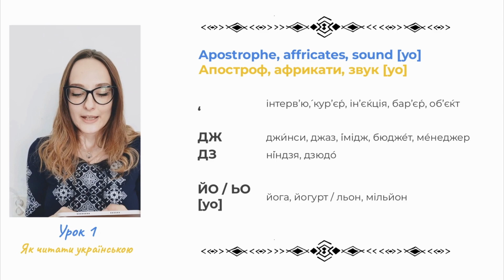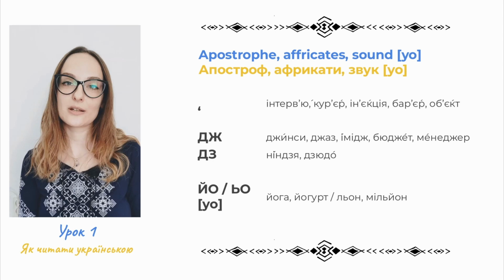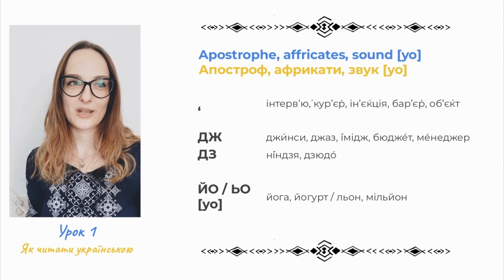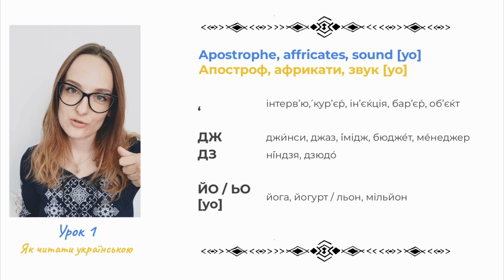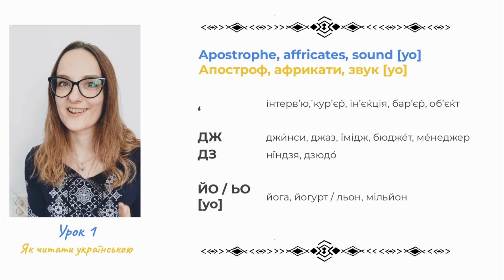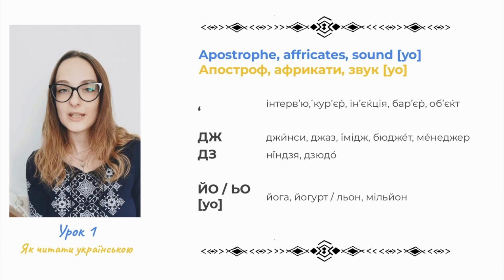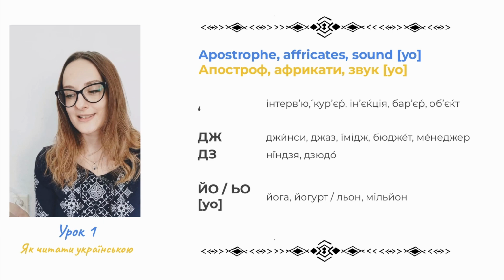And also we have a pair of so-called affricates in the Ukrainian language. They are considered like one sound, one complicated sound. Dž and dz. Often they will be used for transliteration of words borrowed from English or some other languages. Like the name Jack, it will be the affricate dž, like the English letter J, basically. So, джинси, джаз, імідж, бюджет, менеджер. And for dz, ніндзя, дзюдо. Dž is more popular, of course.